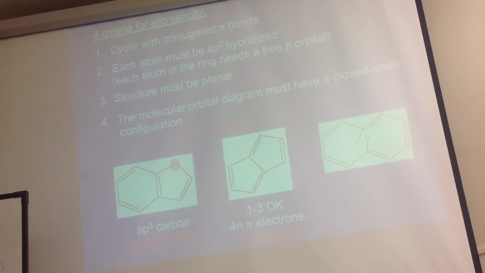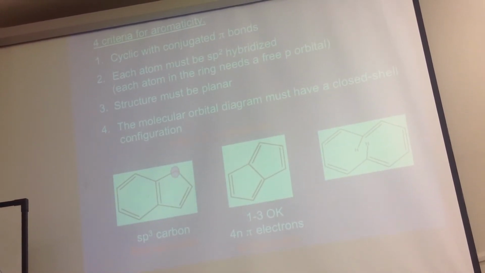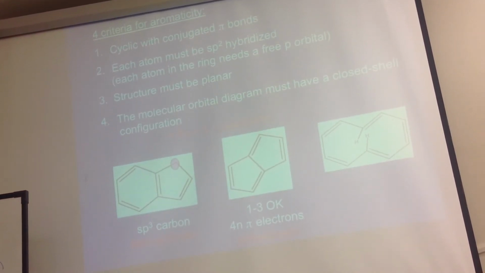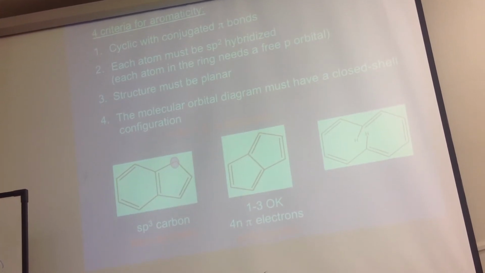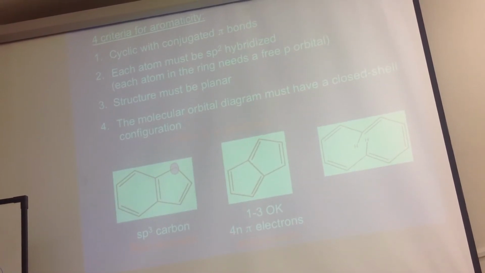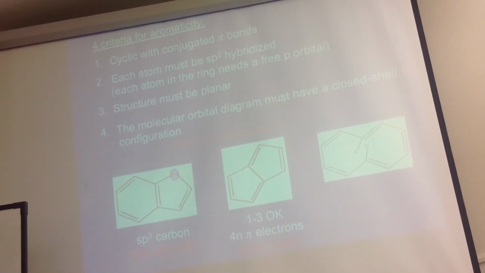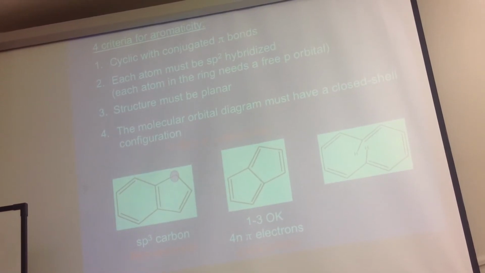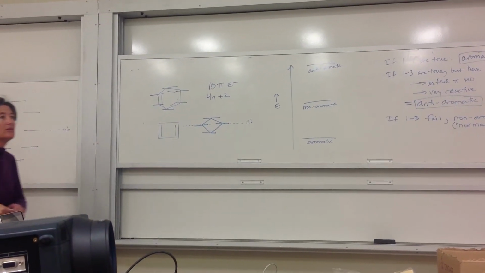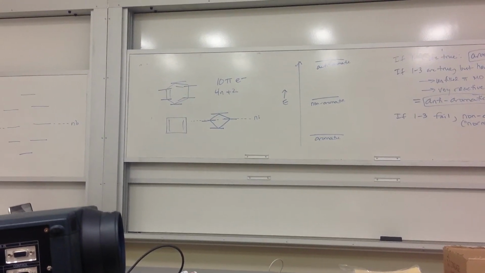All right, take a look at that. Look through cyclic and conjugated pi bonds. Are there any sp3 atoms popped in there? Okay, so number 1's good. Each atom's sp2 in this substrate. Structure must be planar. Let's kind of ignore that for a minute. Count the electrons. 10. Okay. So it has 10 pi electrons. So does that fit 4n plus 2? Yes. Yeah, it does fit 4n plus 2.